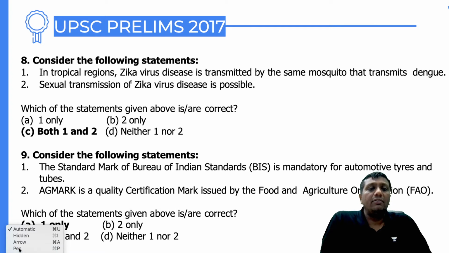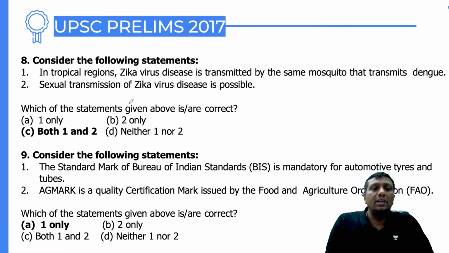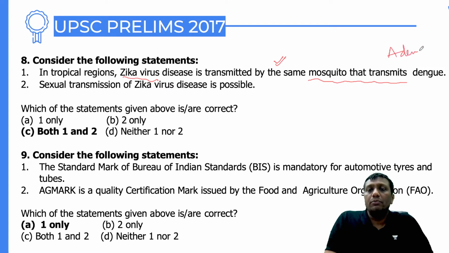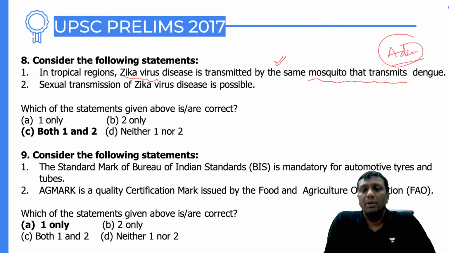The next question is from health and disease, and it came from the Zika virus. In tropical regions, Zika virus disease is transmitted by the same mosquito that transmits dengue. Absolutely right. In both cases, Aedes mosquitoes are responsible. How smartly UPSC made a question: dengue spreads with the Aedes, and Zika virus also spreads with the Aedes. So it's a conceptual question that UPSC made. It is right, and it is also reported that Zika virus is transmitted sexually. So both 1 and 2 are correct.